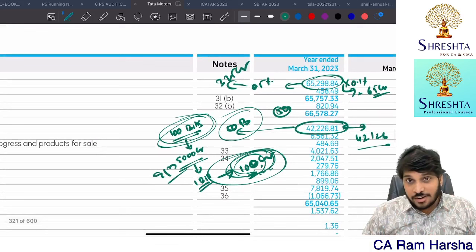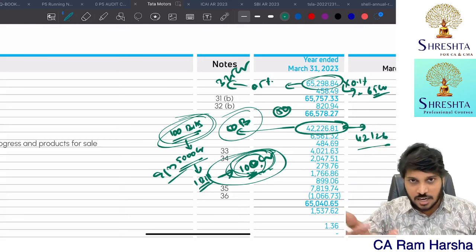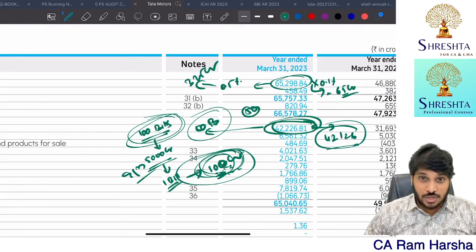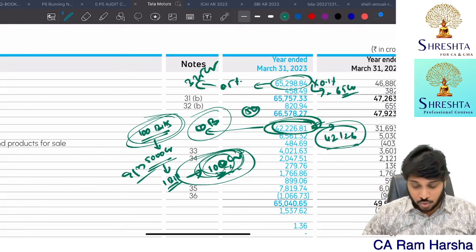I went to the director of the company. The CFO is there, right? Tata Motors CFO, chief financial officer. I approached him, sir. A 100 crore worth of mistake is there in this one, sir. The actual purchases value is 42,126 crore only, but you recorded it as 42,226 crore. Please rectify this 100 crore mistake.